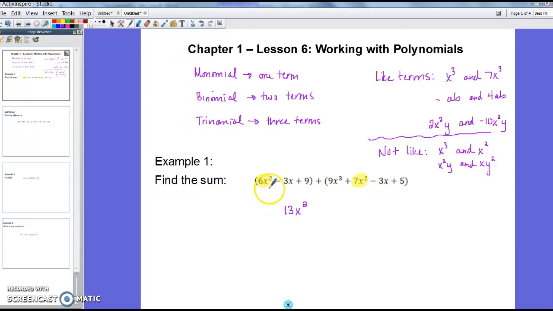If you had 6 cookies and you added 7 cookies to it, you have 13 cookies. You don't have 13 cookies times 2, right? So that exponent does not change. Okay, let's look at the next term. I'll do a different color here. So let's look at the next one.